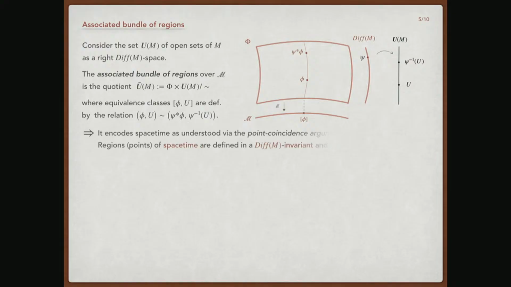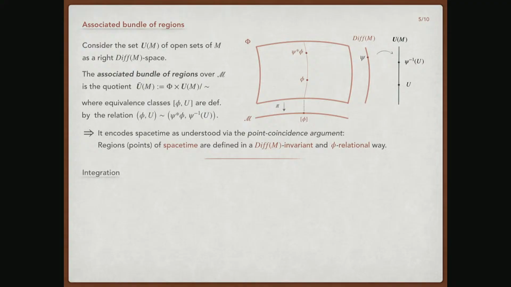No? So this construction encodes space-time as understood via the point coincidence argument, because it tells you essentially that the regions, the points of space-time, are defined in a diffeoinvariant way through the field content. And in a sense, this is what you are acknowledging here, is that you say, I have to pair fields and region. I cannot consider region on their own, standing on their own as object. Neither can I consider fields on their own as object. I have to consider them as pairs, and only the pairs moving together make physical sense.